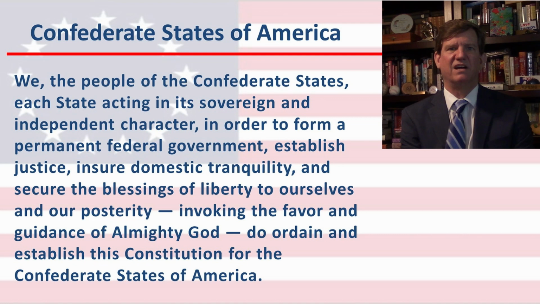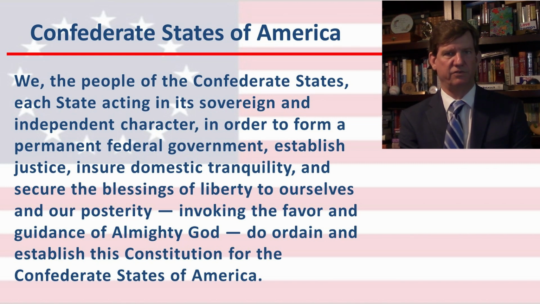The authors of the Confederate Constitution started with the United States Constitution as a blueprint and then altered it. For example, "We the people of the Confederate States, each acting in its sovereign and independent character, in order to form a permanent federal government, establish justice, ensure domestic tranquility, and secure the blessings of liberty to ourselves and our posterity, invoking the favor and guidance of Almighty God, do ordain and establish this Constitution for the Confederate States of America." So the Confederates took the United States Constitution and modified it.